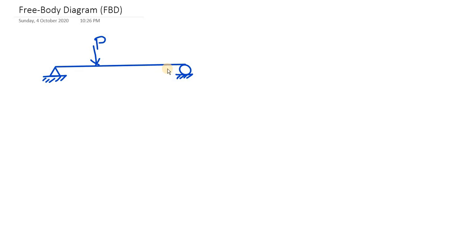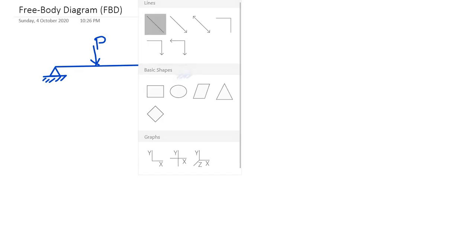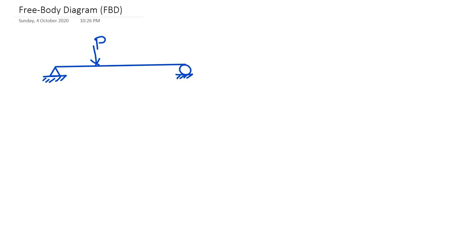Whenever you have to draw a free body diagram, you redraw that body for which you are drawing the free body diagram. So in this case, a beam, we're drawing the free body diagram for the beam. So let me redraw the beam. Here is the beam redrawn. Then start showing the forces acting on this beam. This word "on" is important.